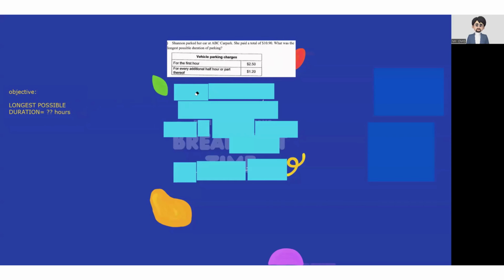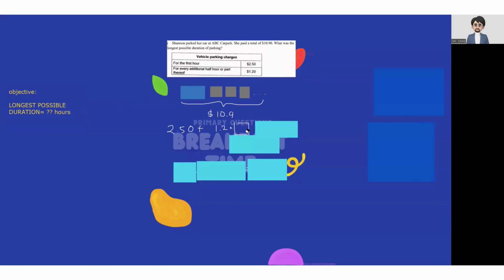From here, we can make the model like this: this is the first hour and this is the additional half hour. The total is 10.9. From here, we can make the equation 2.5 plus 1.2 times box, where the box is the number of yellow boxes here, which we don't know, and that equals 10.9.